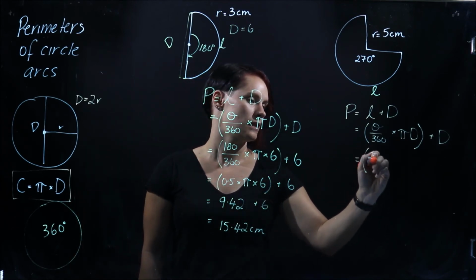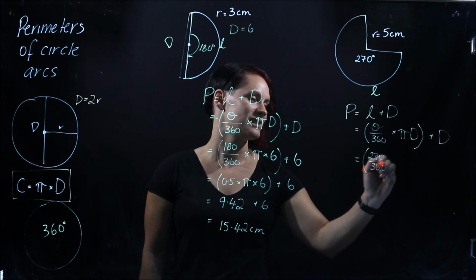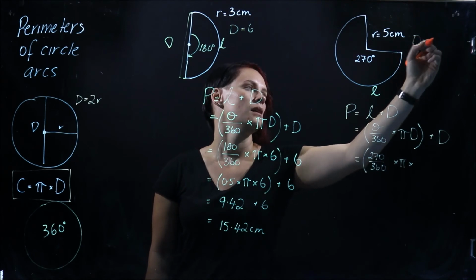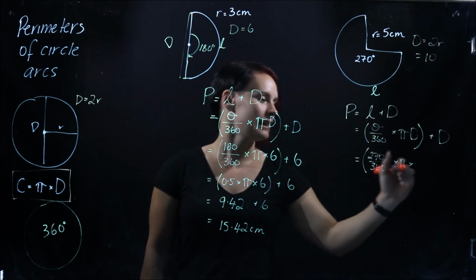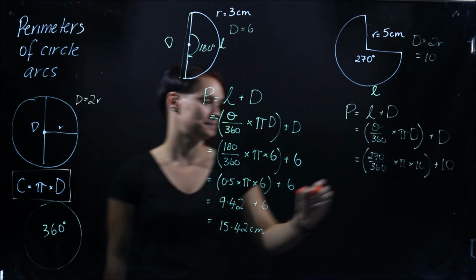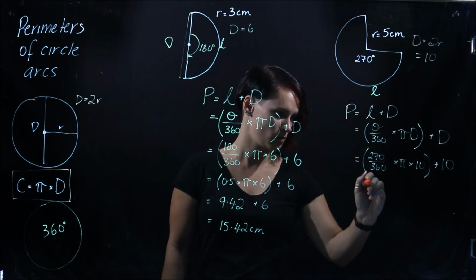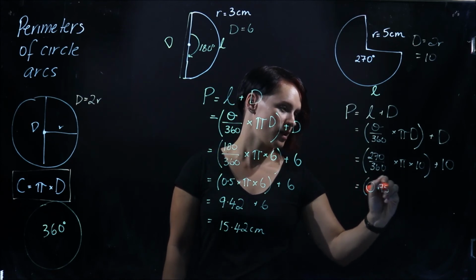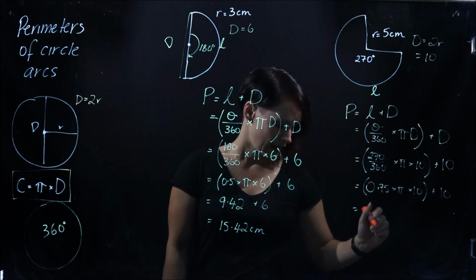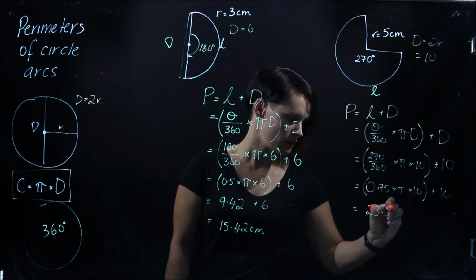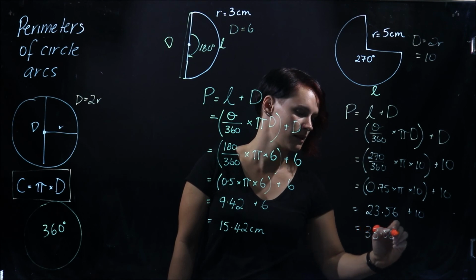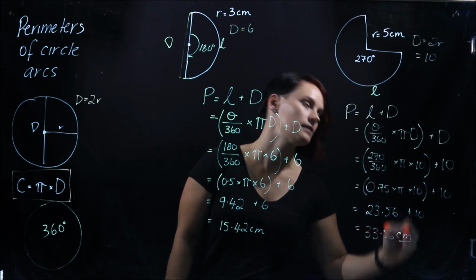We've got 270 degrees out of a total possible 360. We are timesing that by pi, and we are timesing that by our diameter, which will be 2 times our radius, which will be 10. And adding that diameter on the end again, so adding the 10 in. If we do this bit on our calculator, we will get 0.75 times pi times 10 plus our 10, and we will get 23.56 plus 10, which is going to be our 33.56, and we are working in centimeters.